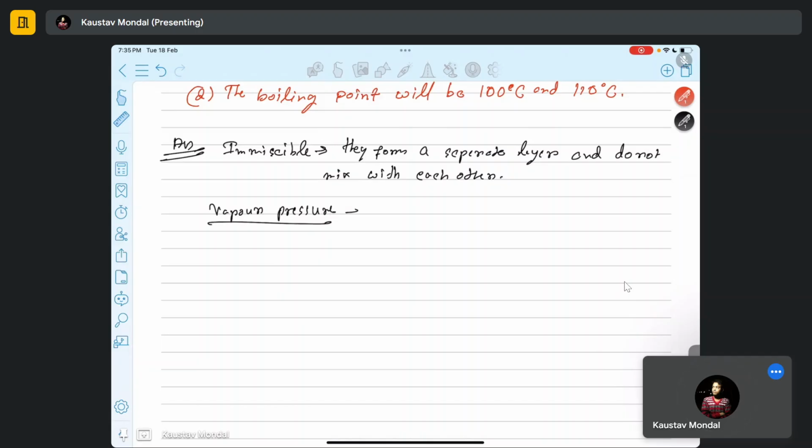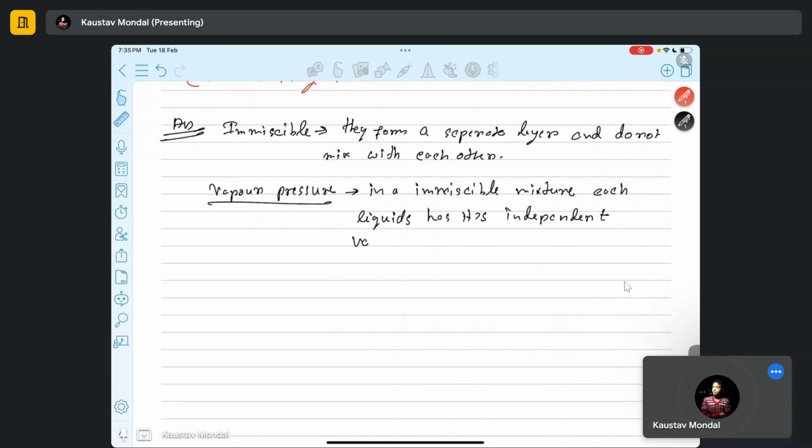So the immiscible mixture, each liquid has its independent vapor pressure. This is the vapor pressure.